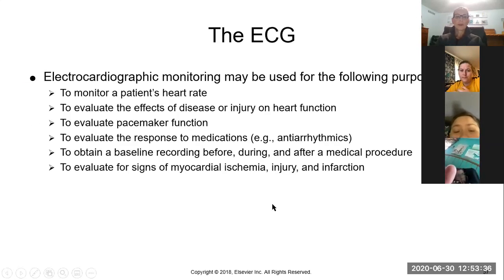Okay, so an ECG. You're going to use an ECG to monitor a patient's heart rate. It's used to evaluate the effects of disease or injury on heart function, to evaluate a pacemaker, to evaluate the response of medications, to obtain a baseline recording before, during, and after a medical procedure. So if you're going in to have some minor surgery or surgery, they're going to do one before, one during, and then one after to see if you're okay. And also to evaluate signs of like an MI or injury or an infarction, okay?